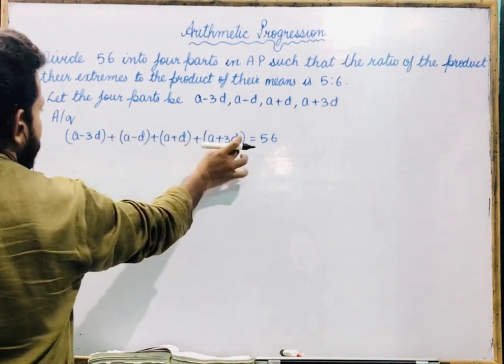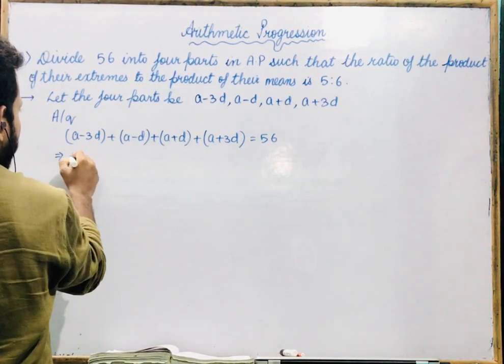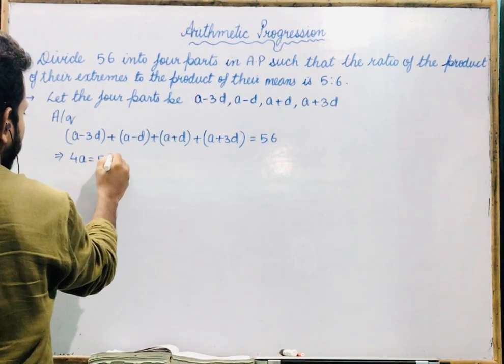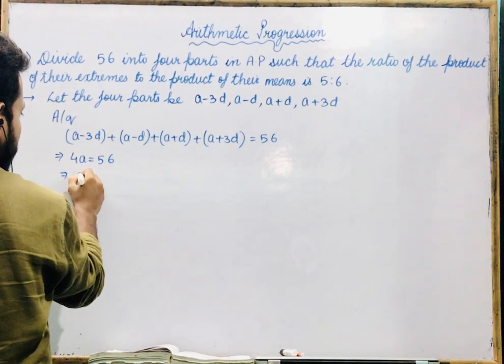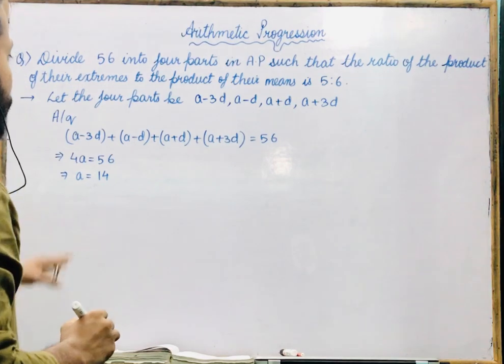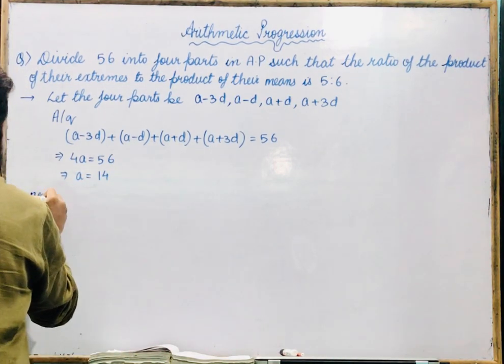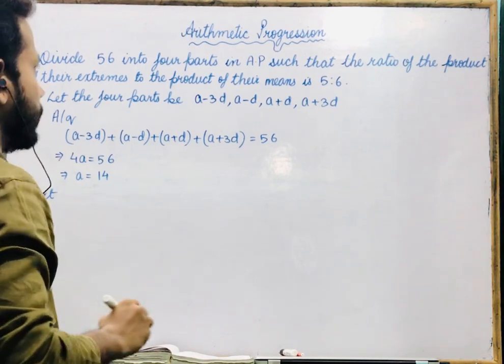Okay, minus 3D plus 3D gets cancelled, minus D plus D gets cancelled. So 4A equals 56. A equals 14. We get A equals 14. Next, what is the other thing that is given in the question?